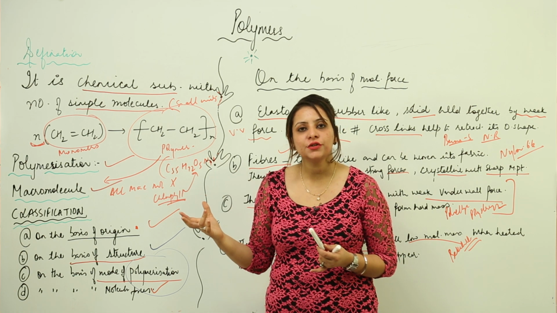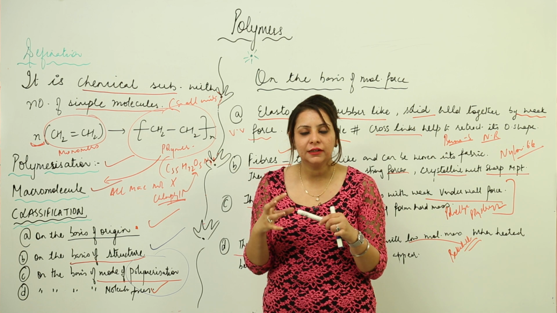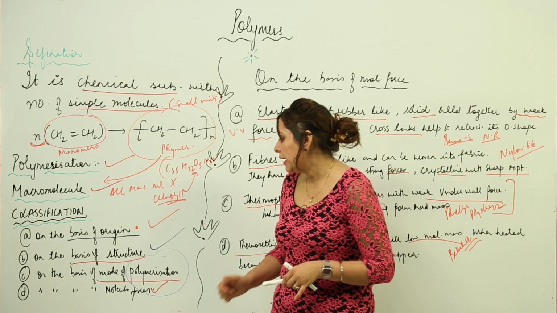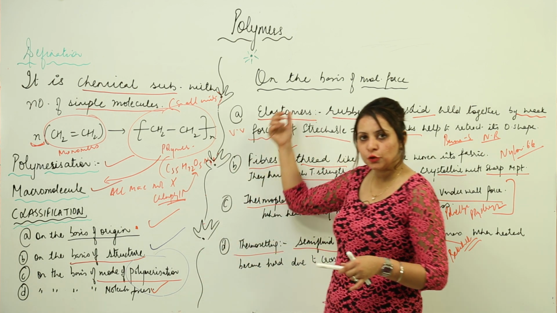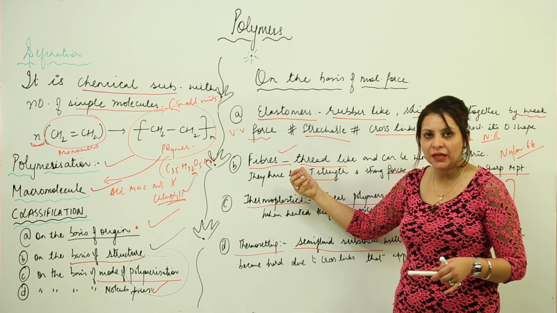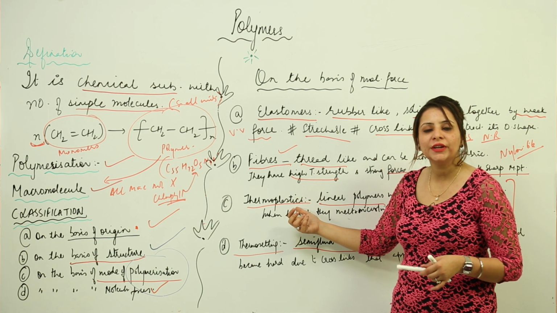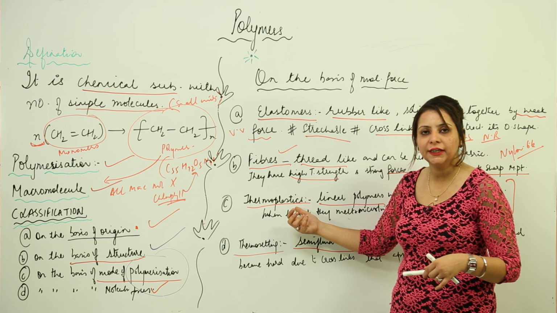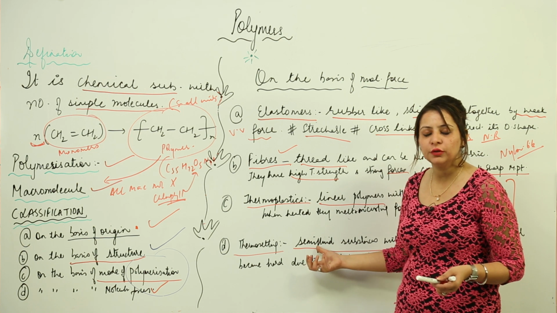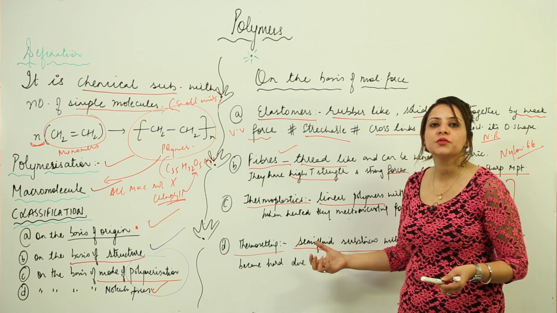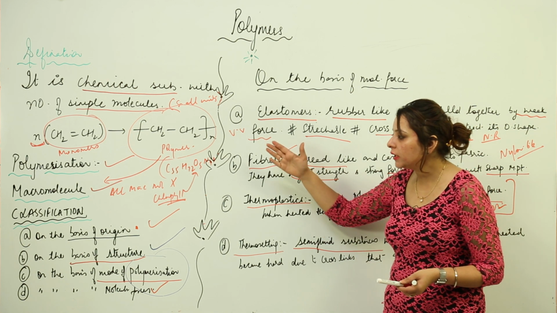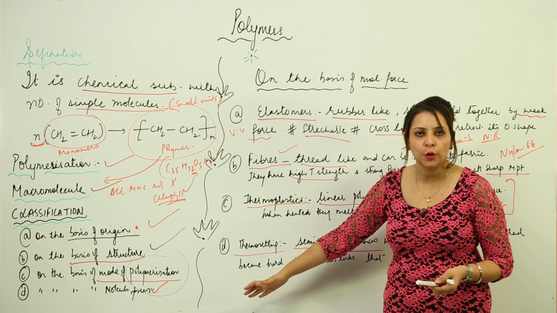And second is condensation, in which at the site of their joining they get condensed and some small molecule is liberated. And depending upon the molecular force, they are elastomers, stretchable with weak force; fibers, thread-like, which can be woven into a fabric with high strength; thermoplastics, which when heated melt and on cooling form a hard mass, so can be cast into different shapes; and thermosetting, which are semi-fluid-like and become hard when we heat them due to development of cross linkage. So this is the classification depending upon these four properties.